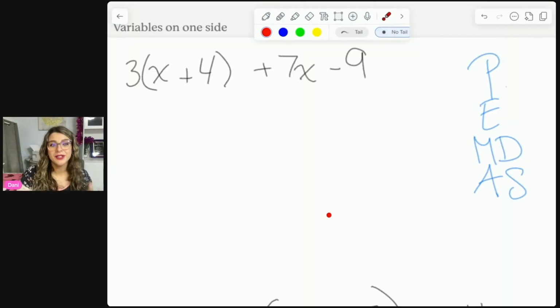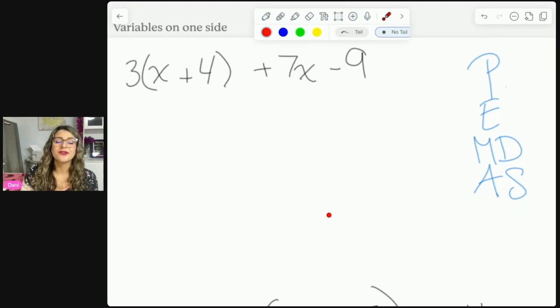So we're going to solve multi-step equations, but with variables on one side of the equation. And before we hop into those, we just got to do some quick simplifying expressions, combining like terms practice, because that's going to happen inside these equations.